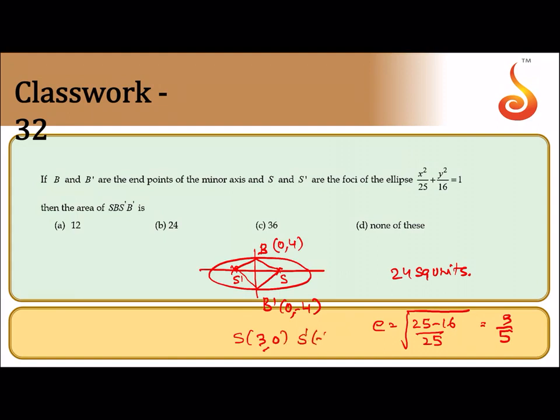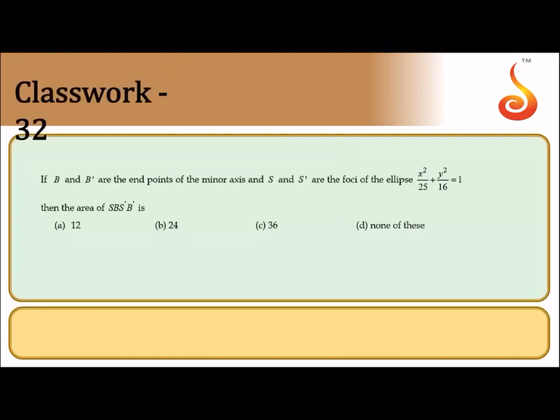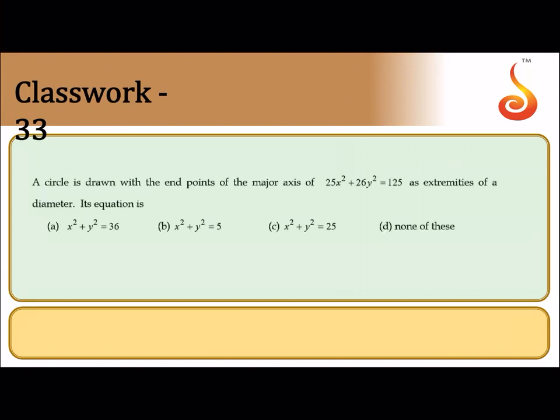The coordinates of the foci: the S point is 3, 0 and S dash is -3, 0. B you know is 0, 4 and B dash is 0, -4. Using all 4 points you can get the area. Half base into height can also be used. The distance between the foci is 2AE, so this value is equal to 6 and the height is equal to 4. 6 fours are 24, half of 24 is 12, and 12 and 12 will give you 24. Option B is correct.